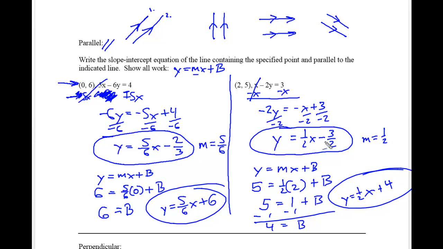So here I have 1/2 x minus 3/2, 1/2 x plus 4. This line is parallel to this line. They're parallel because they have the same slope, and they have different y-intercepts, so they do not intersect.